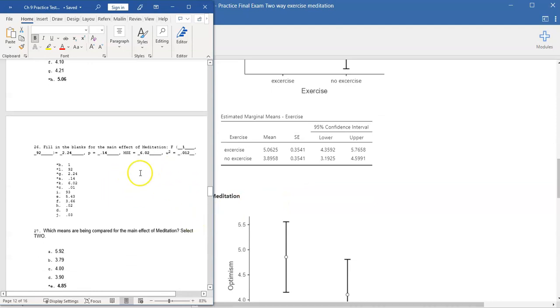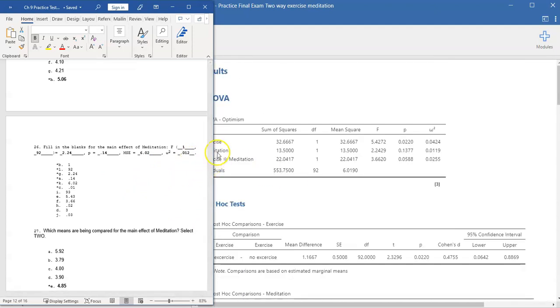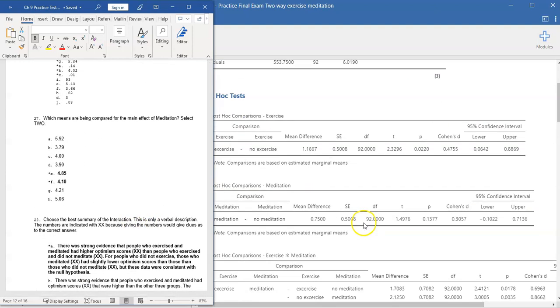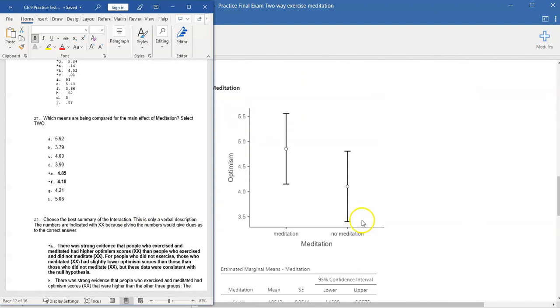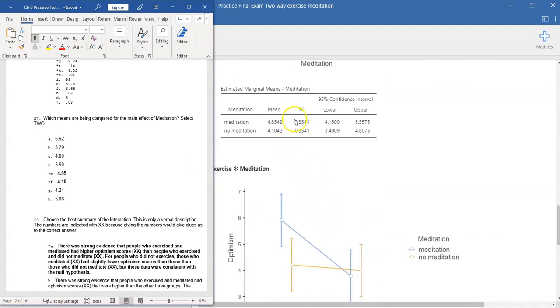And now you want to find the statistical information for the meditation. Again, you go right up here to the top. Here is the meditation line. So it's 1 and 92. Here's your F value, here's your p-value, mean square residual again, and then your omega squared. Which two means are being compared by the main effect of meditation is right down here. So here's the exercise main effect means. Here's the meditation main effect green means. The meditation and no meditation means right there.